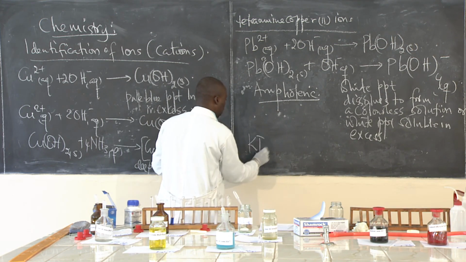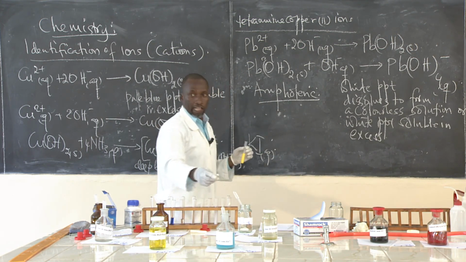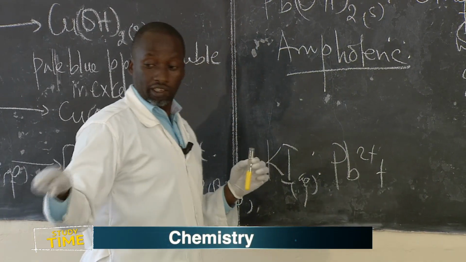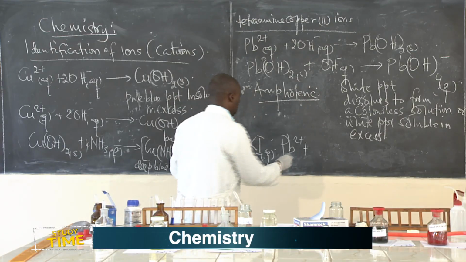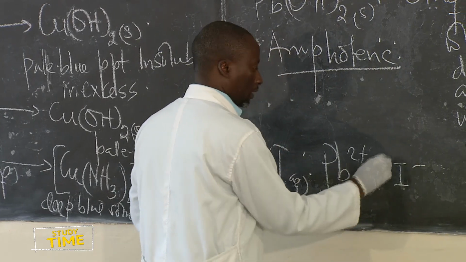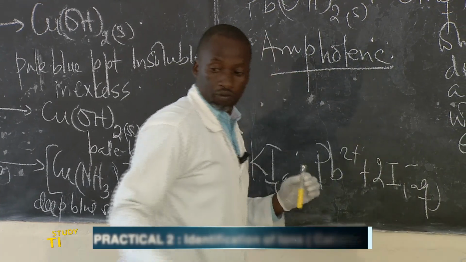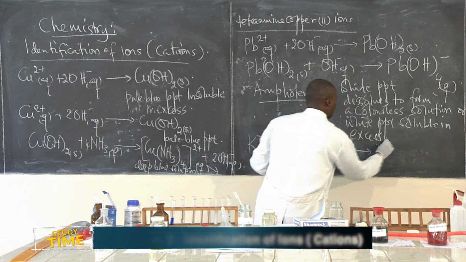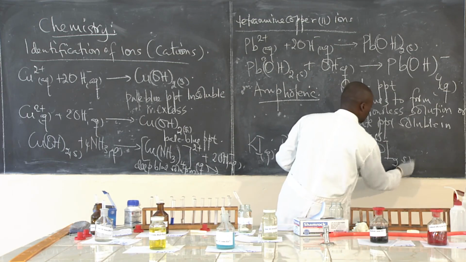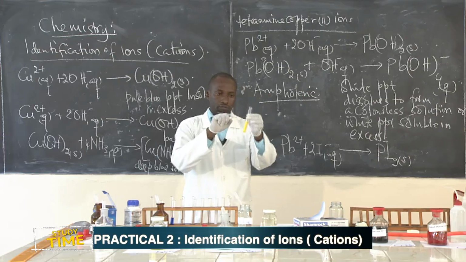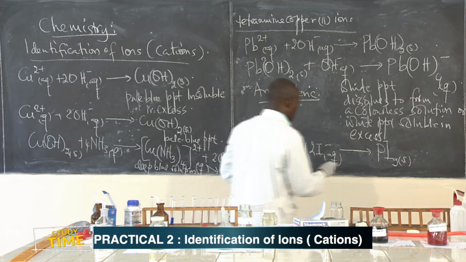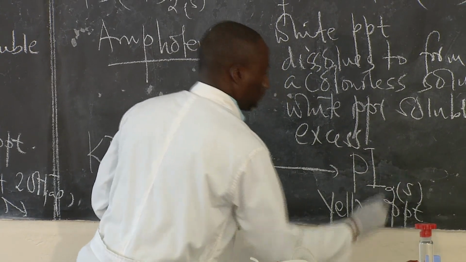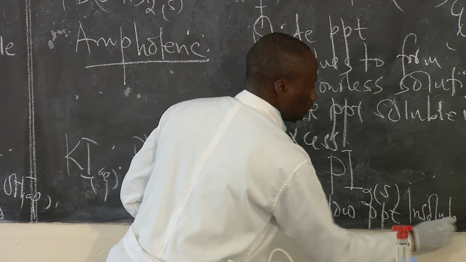So when you use potassium iodide solution as one of the reagents, we are seeing that the lead 2 ions react with the iodide ions, the iodide ions from the potassium iodide, and then it gives lead 2 iodide. This is the yellow precipitate. Insoluble.